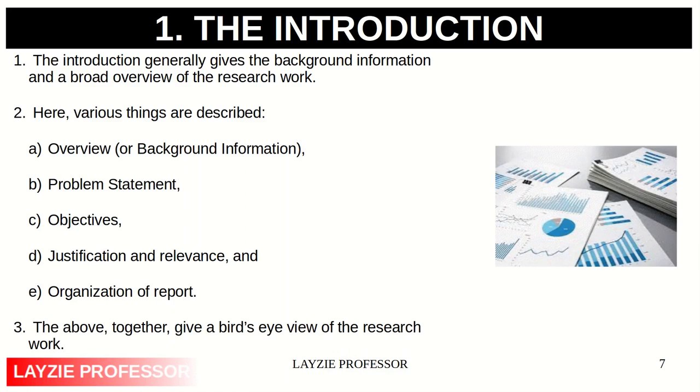And when you put everything together, the background information, your problem statement, objectives, justification, and organizational report, all these together give the reader a bird's eye view of your research work, so that the reader can actually understand what your objective is, what you set out to do, and the reason why you set out to do it, and the kind of problem that your work seeks to resolve, at a global level or at a local level.